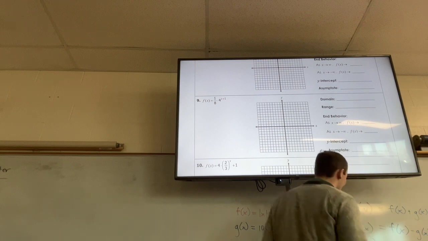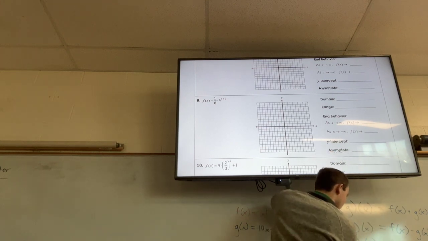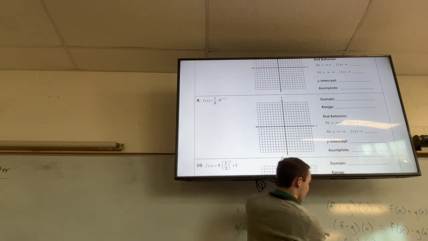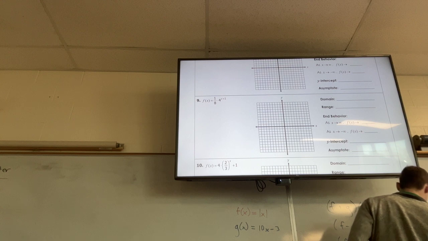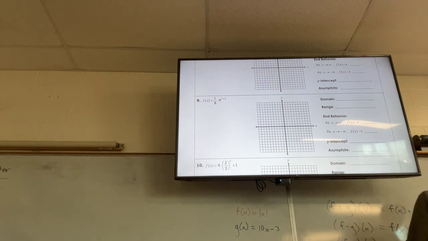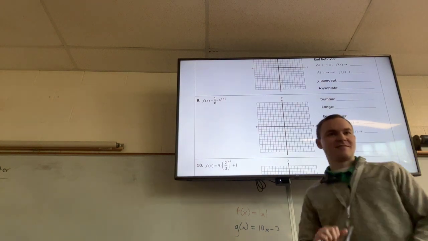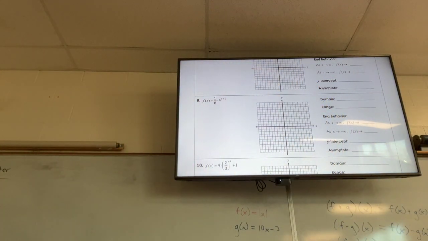This is the fancy way of writing what? F of x times g of x. It's going to be, just leave it like that.